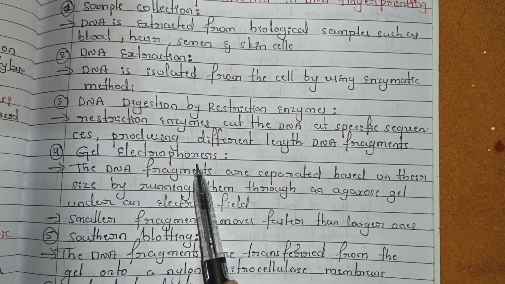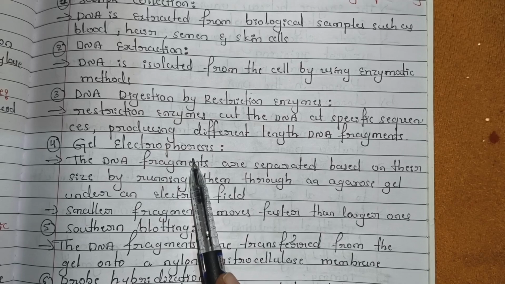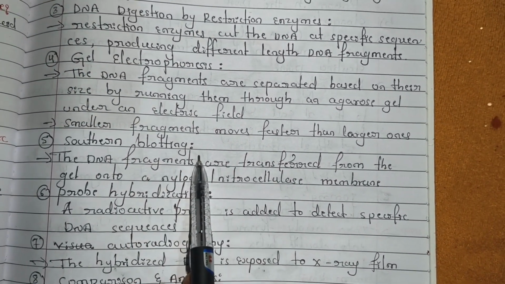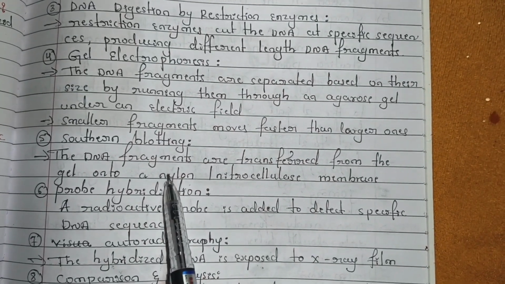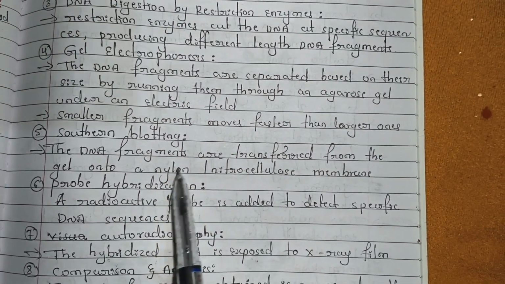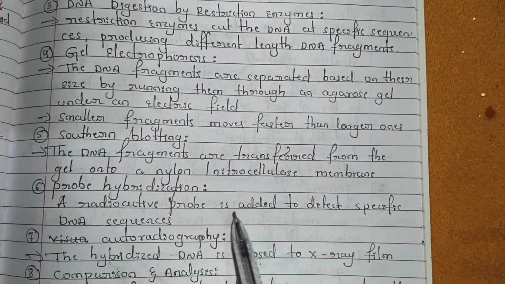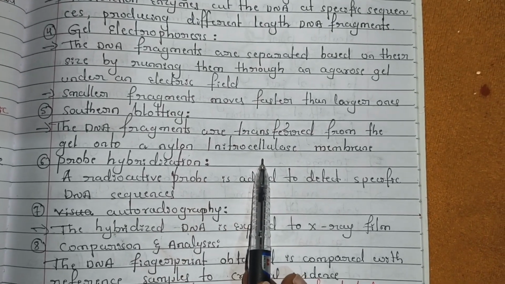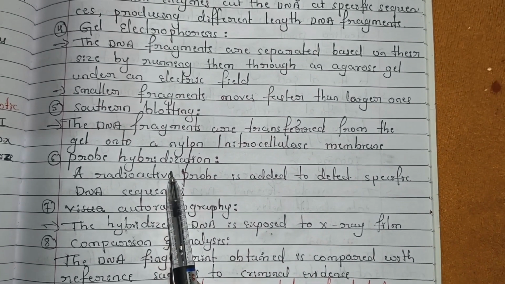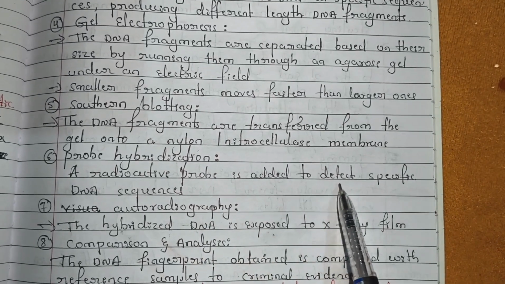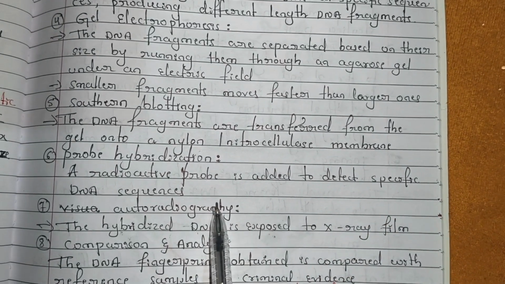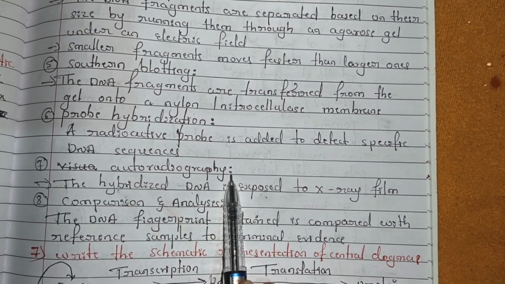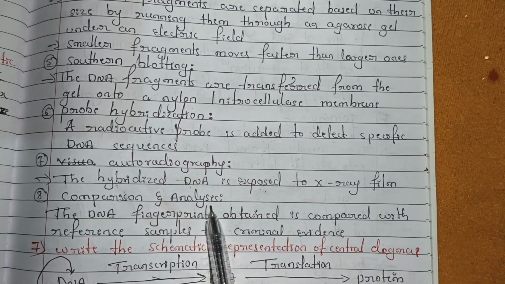In this process we separate the DNA fragments based on their length, and afterwards we follow Southern blotting. In Southern blotting we transfer the DNA fragments from the gel to a nylon or nitrocellulose membrane, and after that we treat it with radioactive probes. By this process we can detect the specific DNA sequence. After treating with the probes, we check under autoradiography. And next, comparison and analysis.